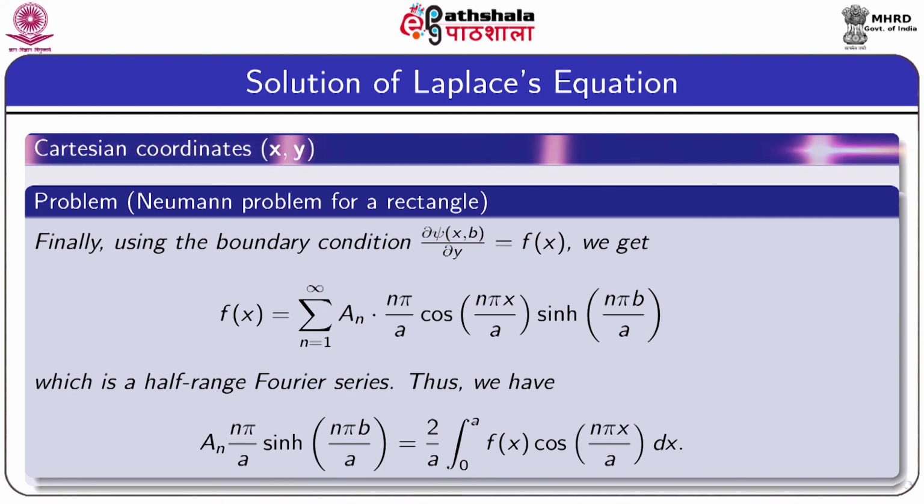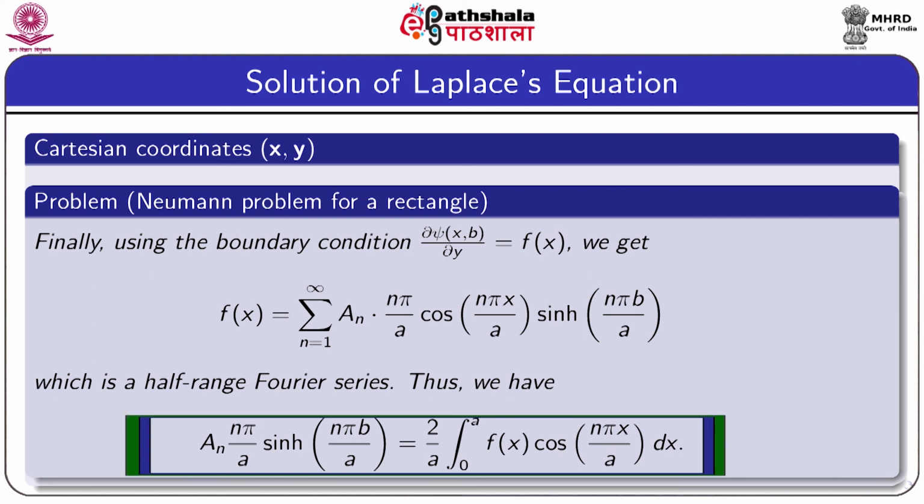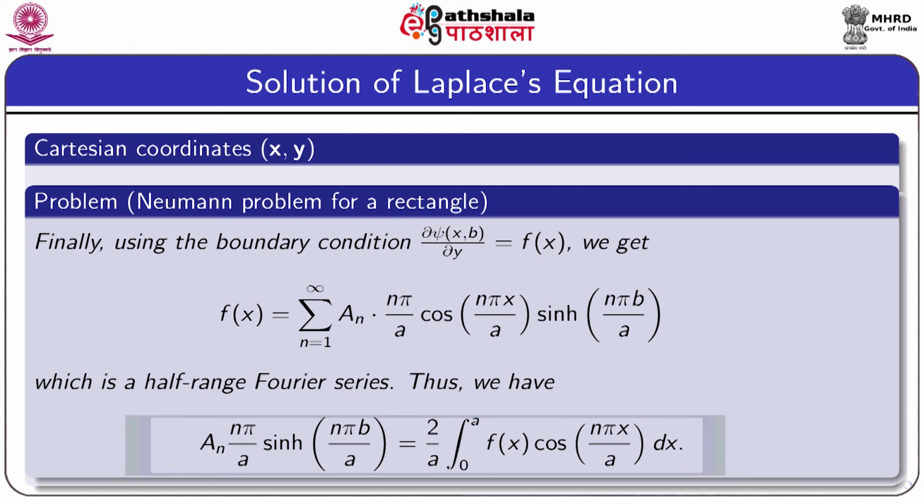So, the coefficient A_n can be obtained using the orthogonality property of the cosine series. So, to get the constants A_n, we need to multiply f(x) with cos(n pi x by a), and then integrate over 0 to a. If we do that, we get the value of A_n as A_n equals 2 by a divided by (n pi by a) into sinh(n pi b by a), into the integral from 0 to a of f(x) cos(n pi x by a) dx.